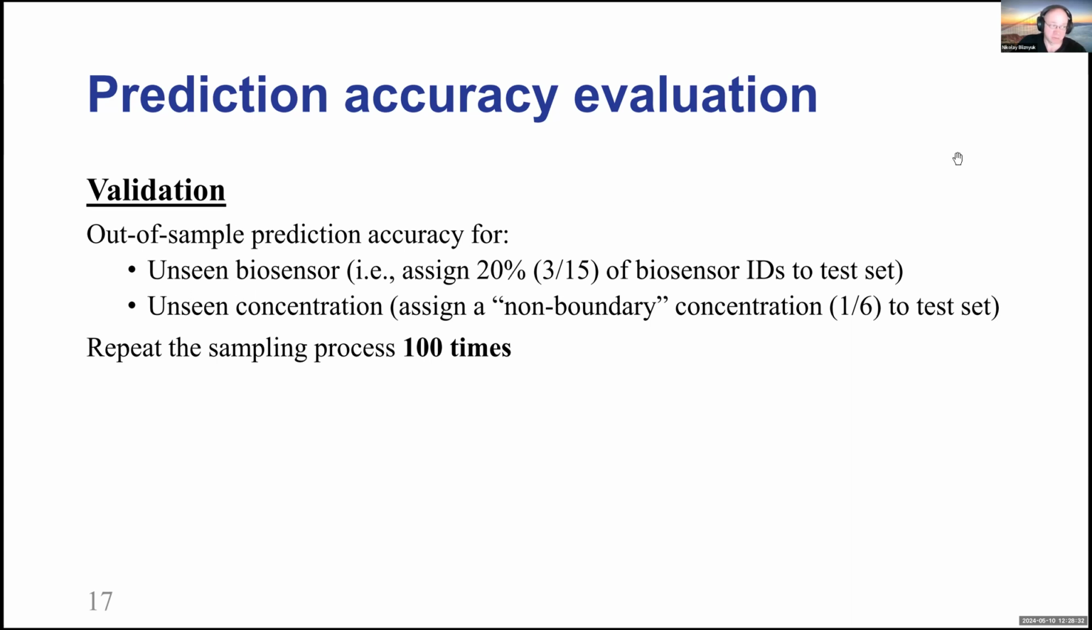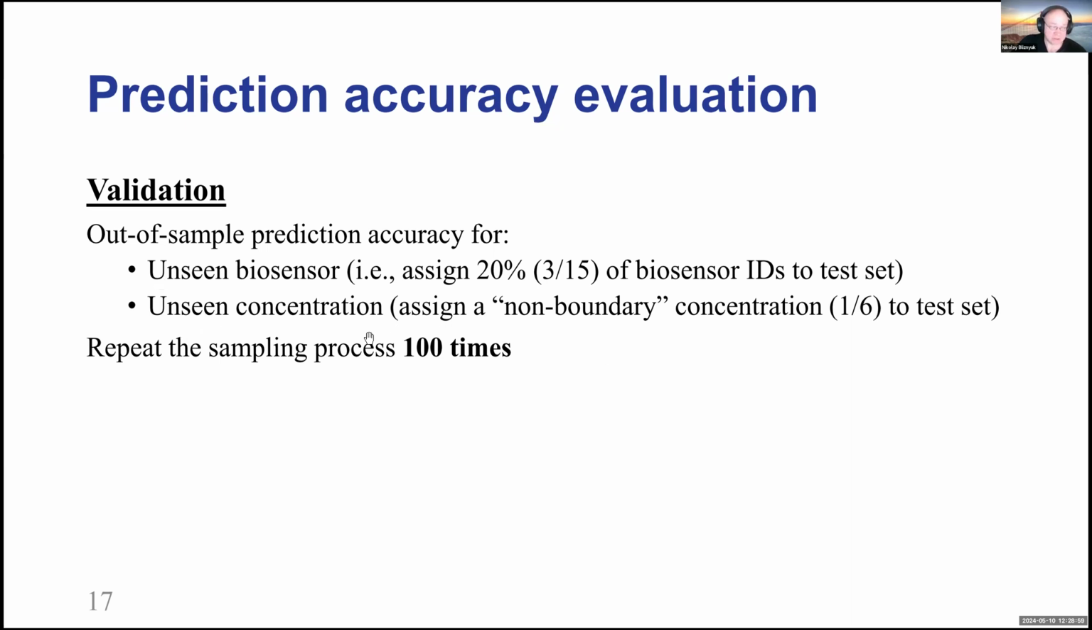The first is for the unseen biosensors. Here we have 15 biosensors, and suppose we use only 80% of those biosensors, that is 12 out of 15, to train the model. And we test the models using the 3 biosensors that were not used in the training. So this is called validation for the unseen biosensor.